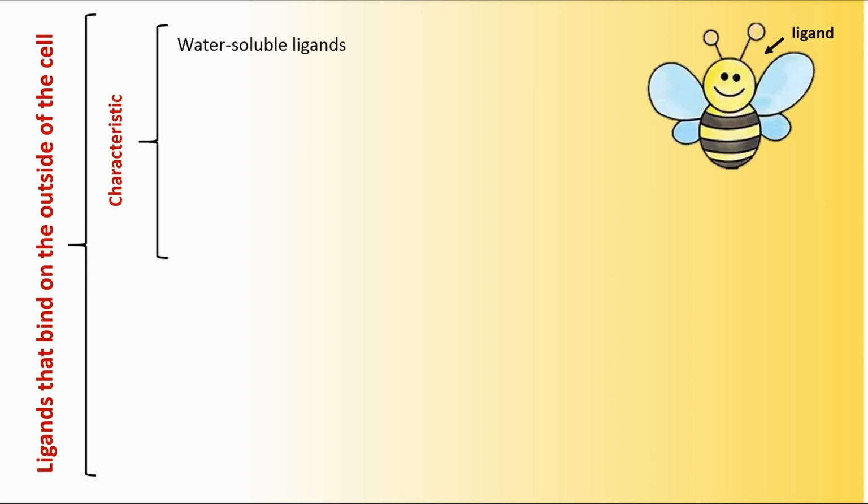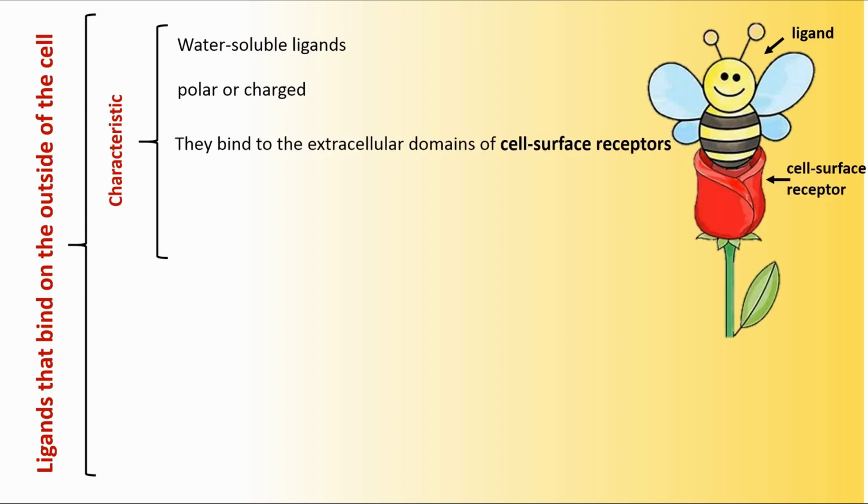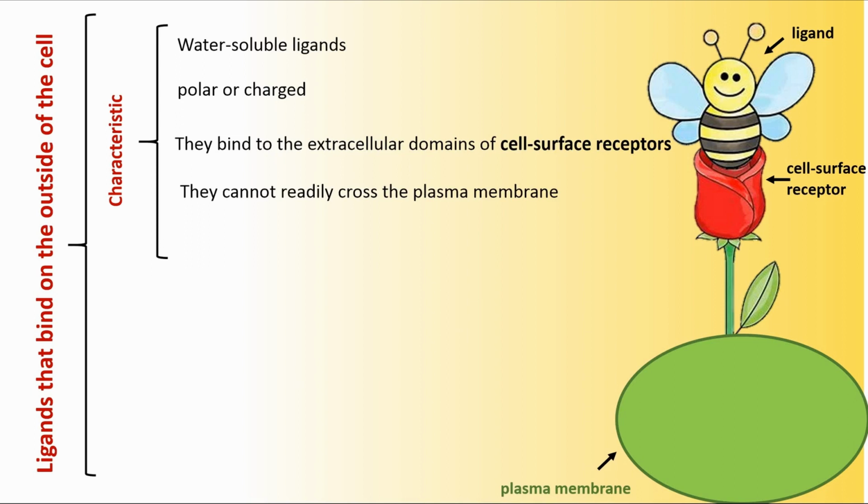Ligands that bind on the outside of the cell. Characteristic. They are water-soluble ligands, polar or charged. They bind to the extracellular domains of a cell surface receptors. They cannot readily cross the plasma membrane. They stay on the outer surface of the cell.